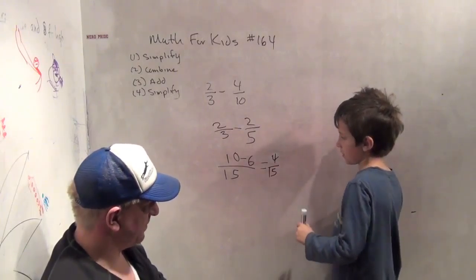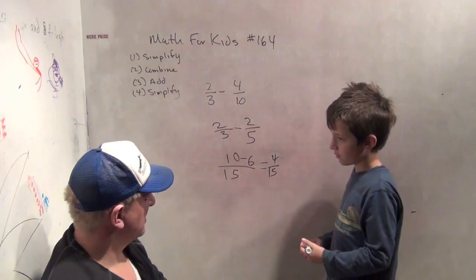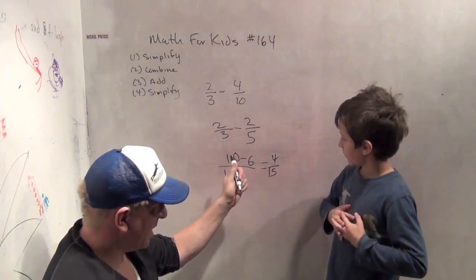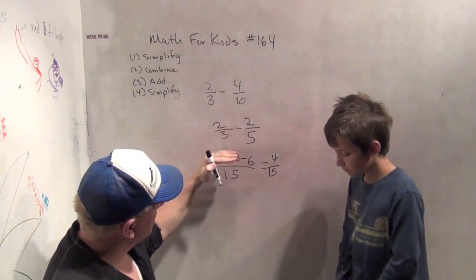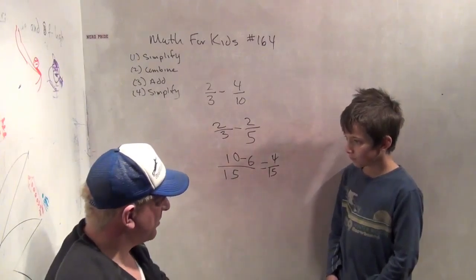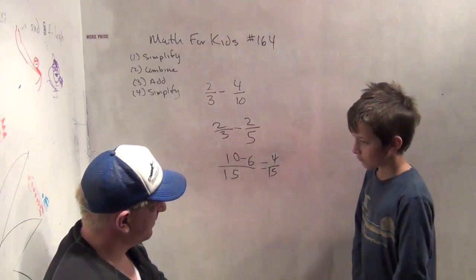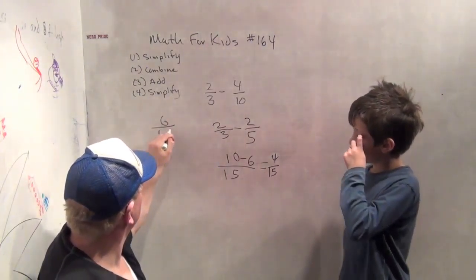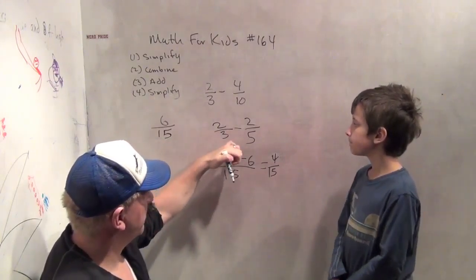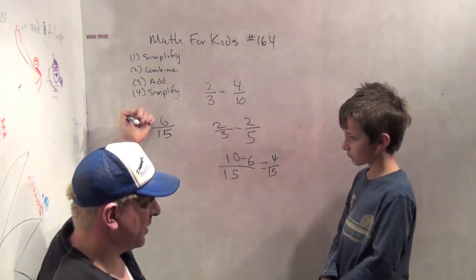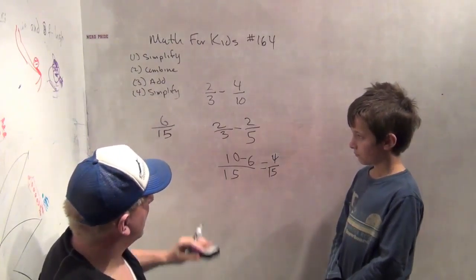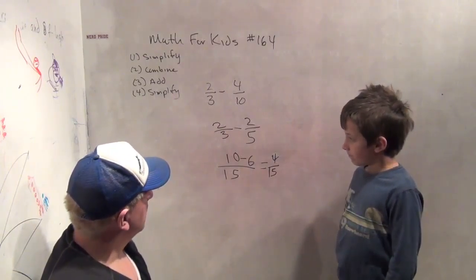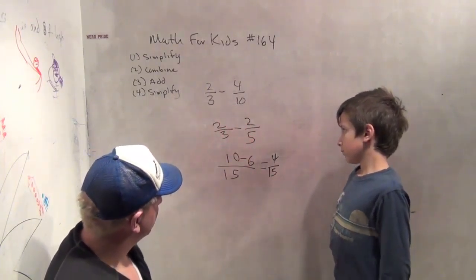Now, can this be simplified? No. Why not? Because 4 is even and 3 and 5 are odd. Well, no, it's that 3 and 5 are prime. It's not that they're odd, it's that they're prime, and none of them have any common factors with 4. If this was 6 over 15, that would simplify, because 3 times 5 would share a factor with 6. So 4/15 does not simplify. So 2/3 minus 2/5 is 4/15.